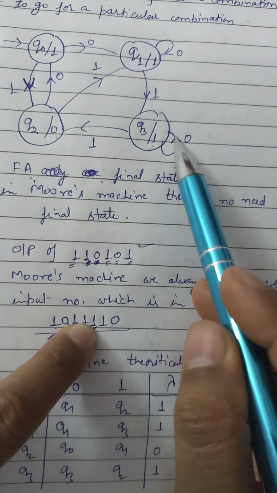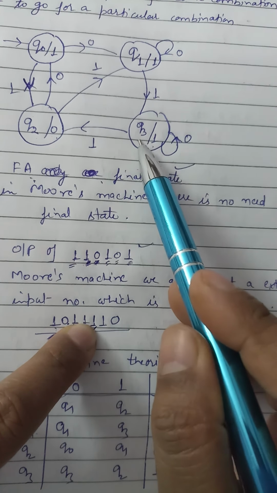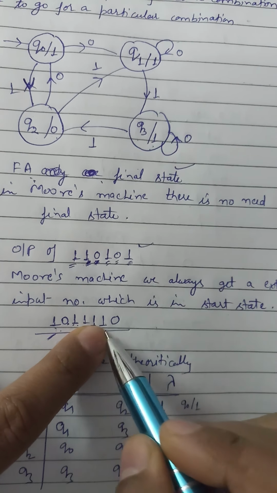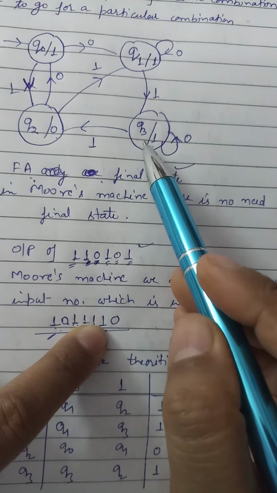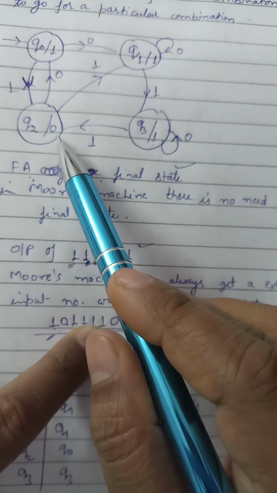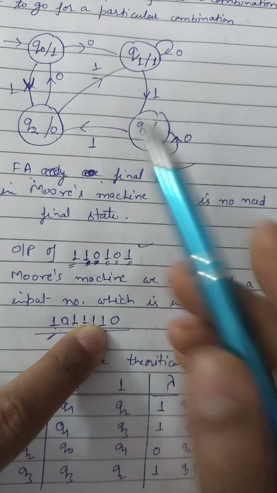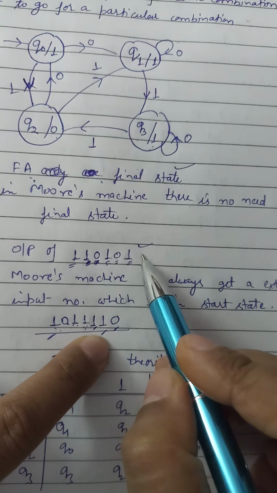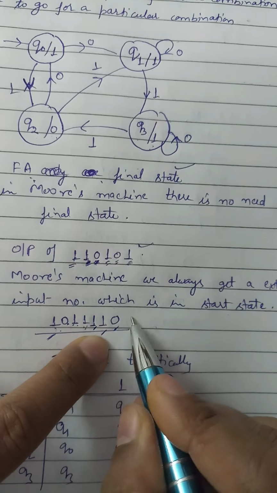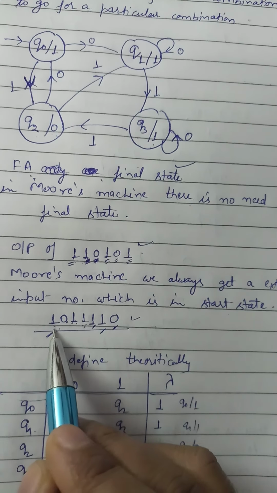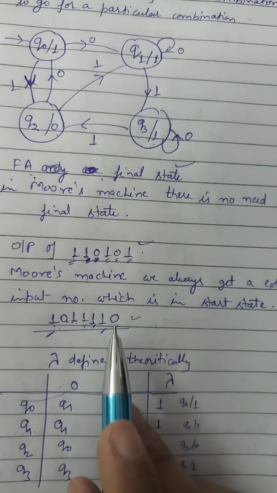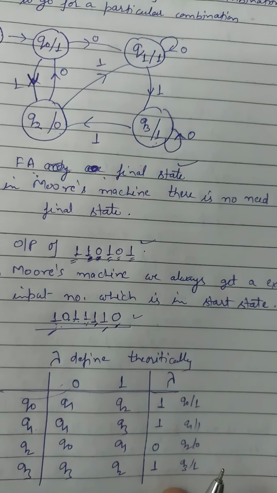Again from Q3 on 0, where are we reaching? We are reaching Q3. Then what are we getting here? 1. So we will write 1 here. For this 0 also we are getting 1. Then again from Q3 on 1, where are we reaching? Q2. Then what are we getting? 0. Then we will write 0 here. So in that way we are getting the output of the string, in which we get one extra bit which is from our start state. So this is the output for that string.